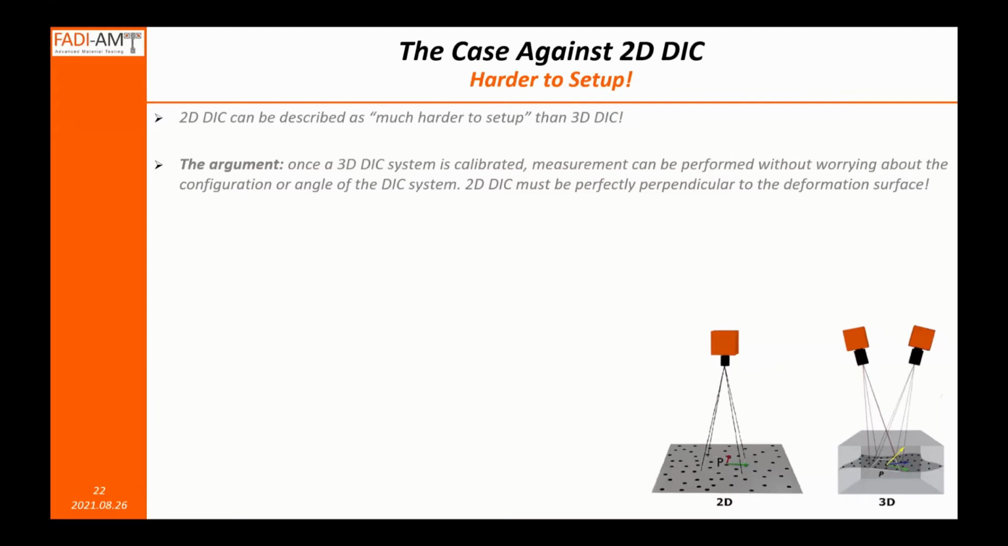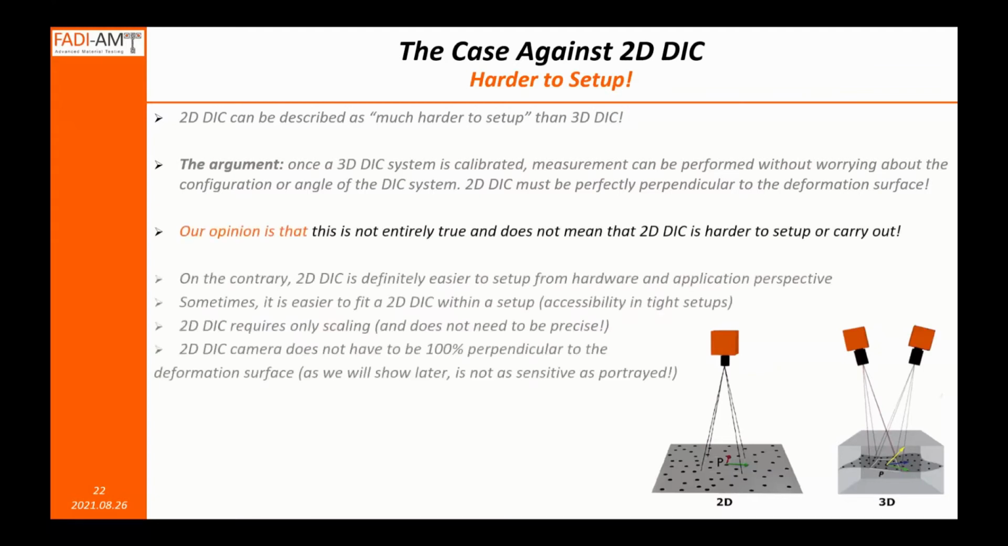But part of the argument says that 2D DIC must be perfectly perpendicular to the deformation surface, and if you cannot achieve that, then it's a nightmare, you're not going to get good results, and so on. So we agree with some of those arguments about the 3D DIC and the fact that once it's set up, it's really good to go and you don't have to worry about it.